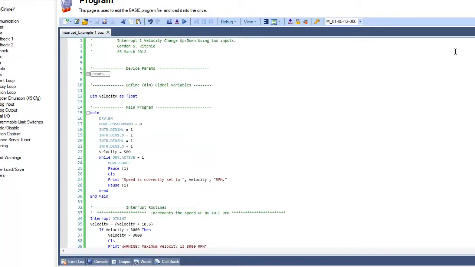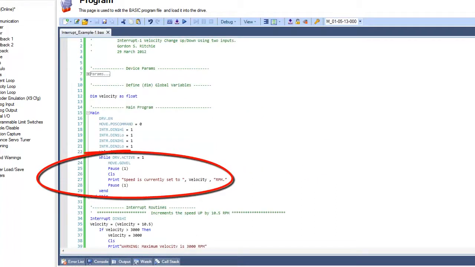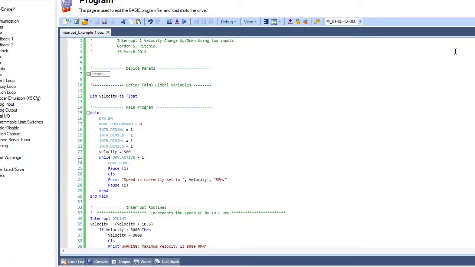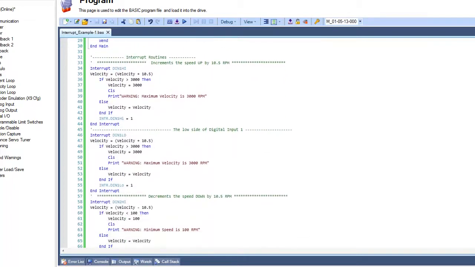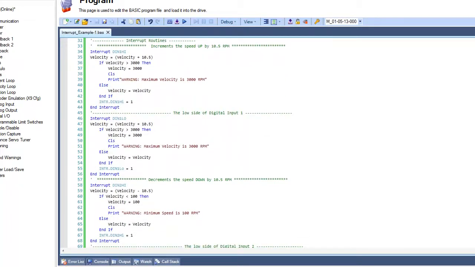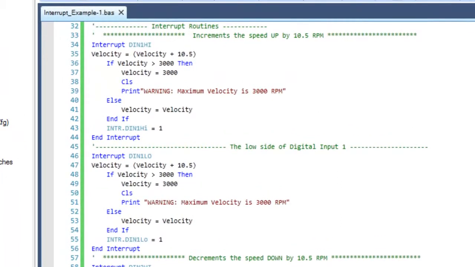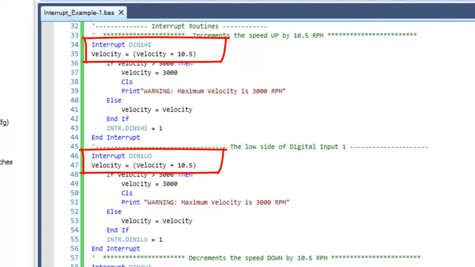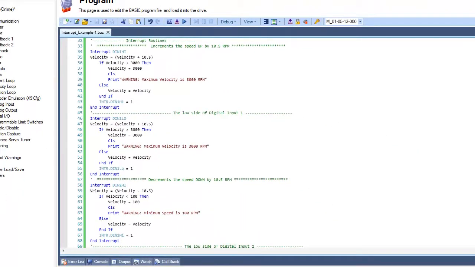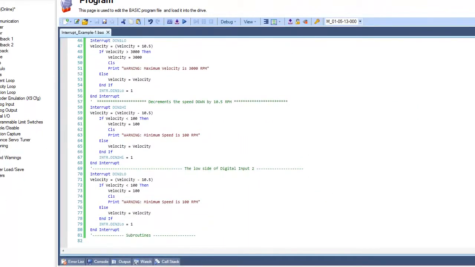Our program includes a continuous while-when loop that will start the motor's velocity at 100 RPM as long as the drive is active. Both the high and low positions of the digital input switches 1 and 2 will be used to interrupt the while-when loop to either increase or decrease the velocity. These interrupt conditions are enabled previous to the while-when loop and are continuously monitored.